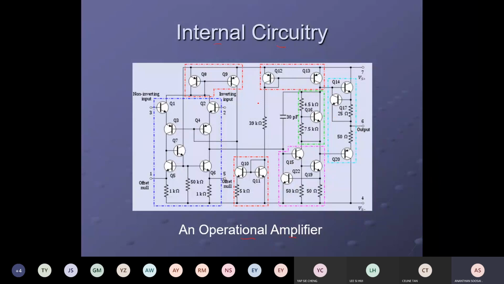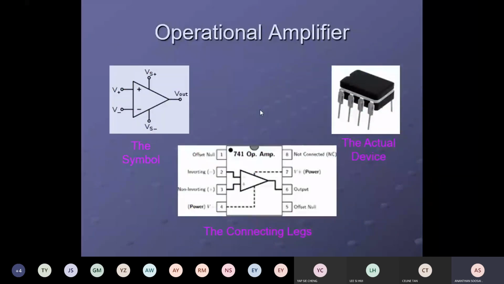Although this circuit looks complex, we use one simple symbol for the operational amplifier. This is the symbol for an op-amp. It's like a triangle with two inputs, one positive and one negative. This is called the positive input, the non-inverting input. These two arrows are the power supply, and this is the one output.